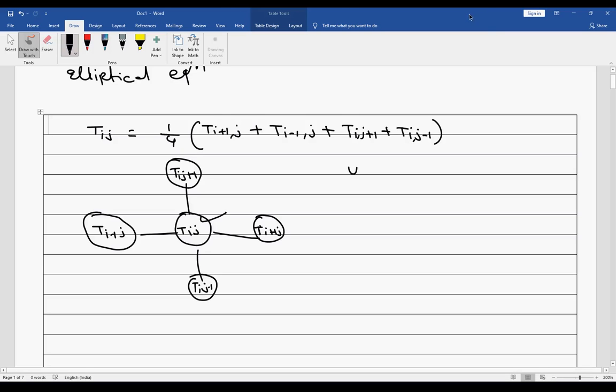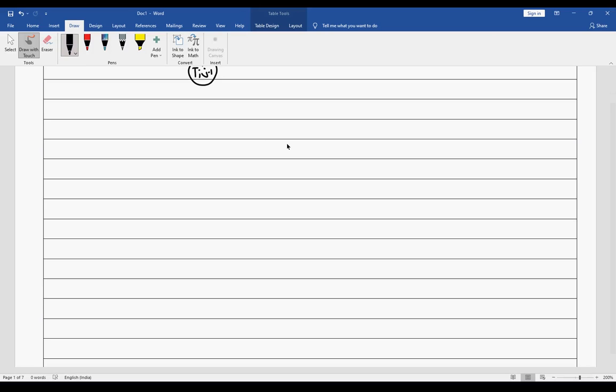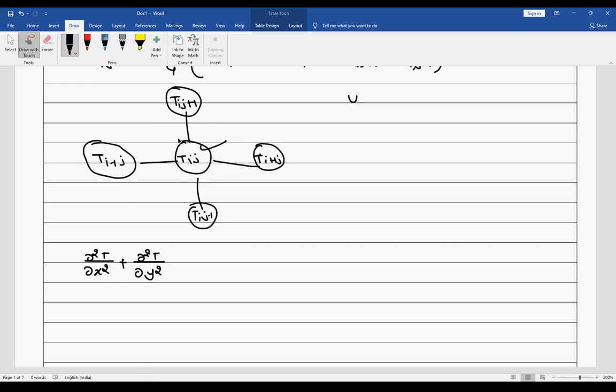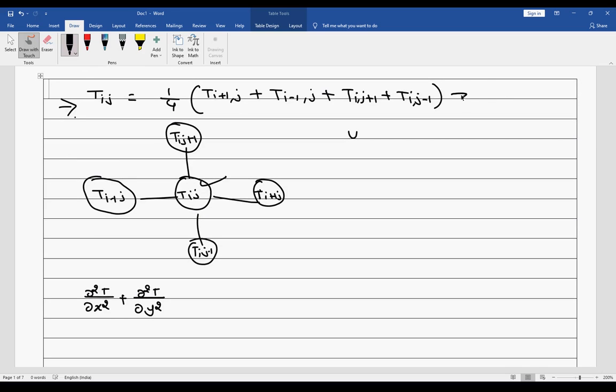Okay, so let's try a numerical. It is given that it follows the Laplace equation. We have already derived the formulation for the Laplace equation, so this is the formulation. I could label this as A. We are supposed to use equation A to solve this problem.